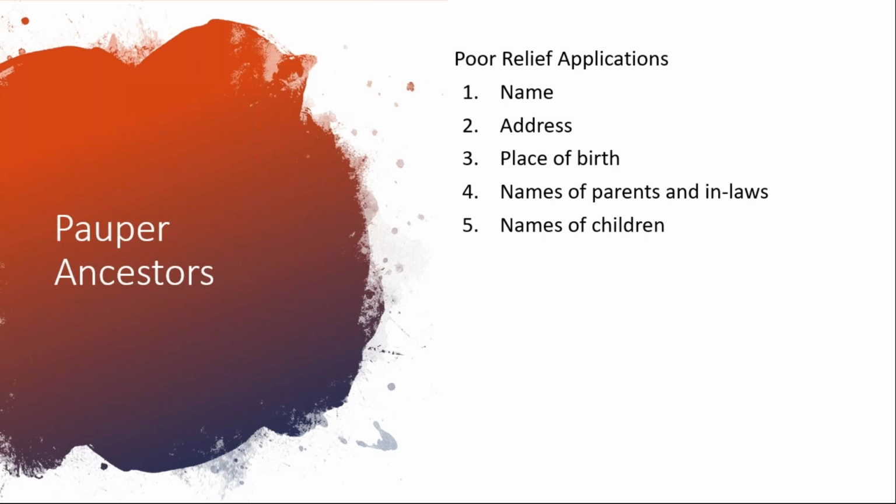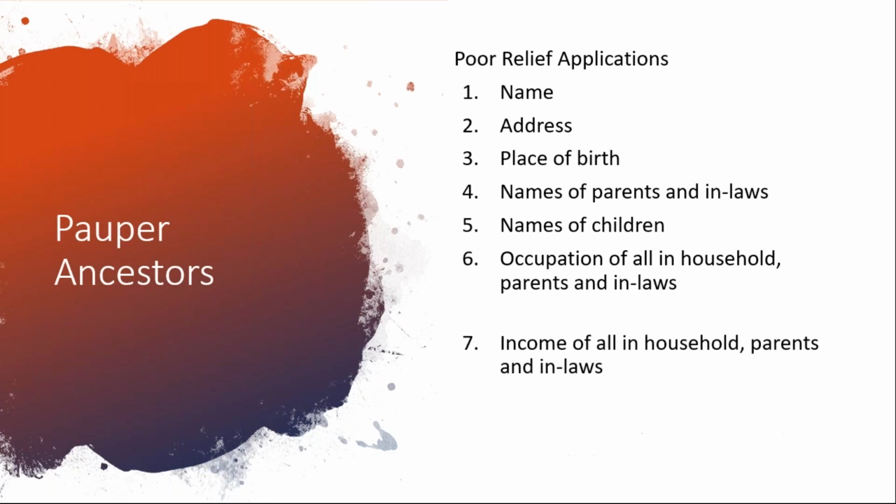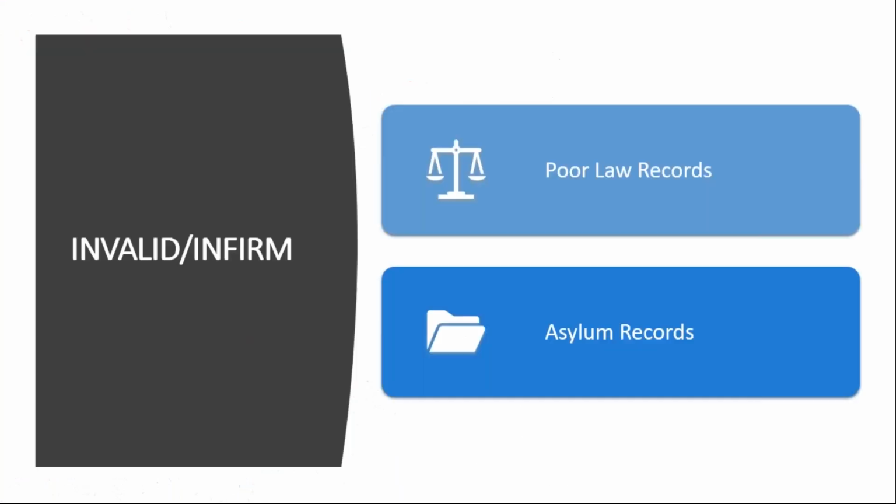The names of all of the children in the home, and the occupation of everybody in the household, including parents, in-laws, and children. Children over a certain age were expected to be out working and contributing to the income of the family. If your ancestor is listed as being an invalid or being infirm, you might want to consult poor law records or asylum records. We'll be looking at those records and the information that they can give you.